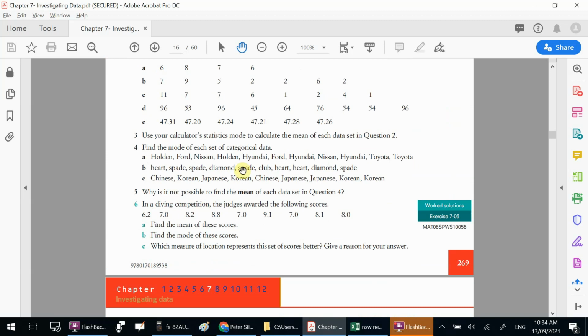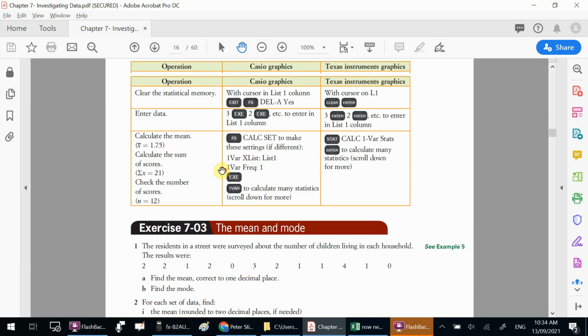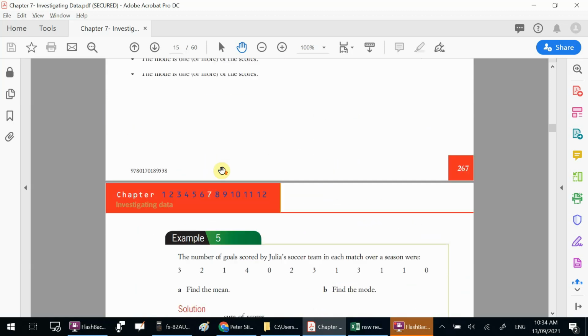Sometimes the mode can be a word, as in question 4. The most occurring is going to be the mode. So that's the mode. Let's go back again now.